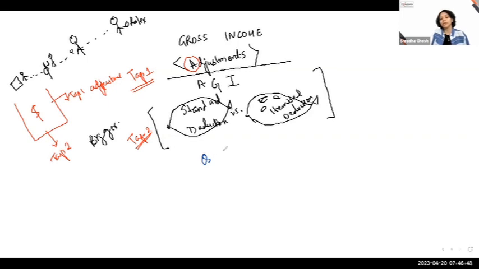What is the QBI deduction? The QBI deduction is termed as the qualified business income deduction.